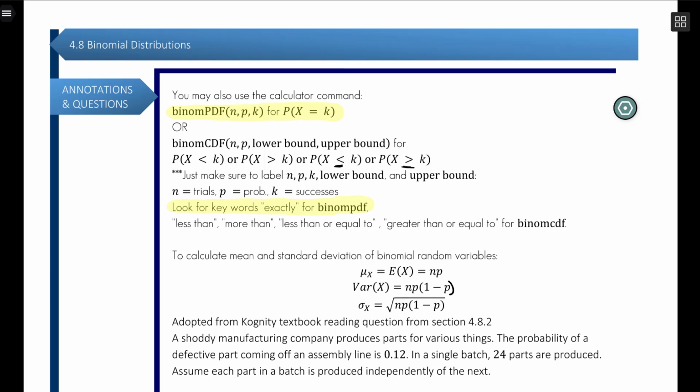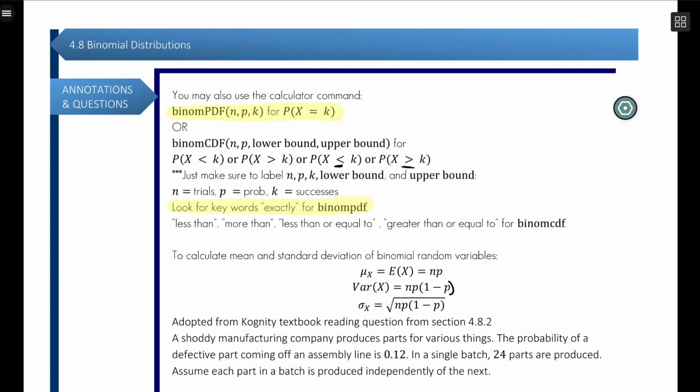That's not always what we want to do. A lot of times we want to look for a range of successes, like anywhere from 0 to 2 defective parts might be considered acceptable. As long as I don't have more than 2 parts, I'm going to send out this batch and it'll be fine. I'll worry about those last 2, they'll return them, I won't lose any money, right? So the binomCDF is the function. It's called the cumulative distribution function.